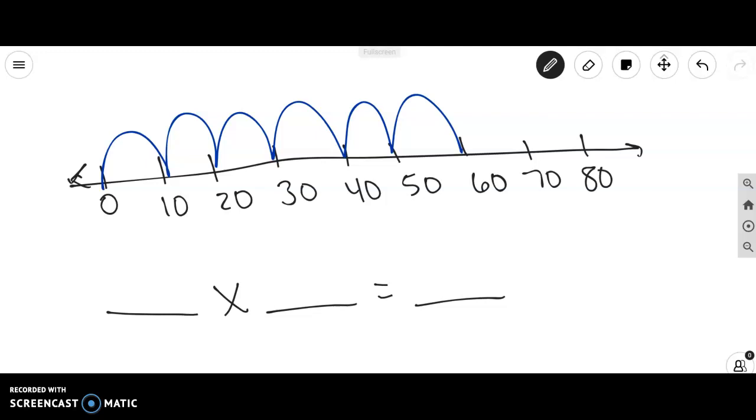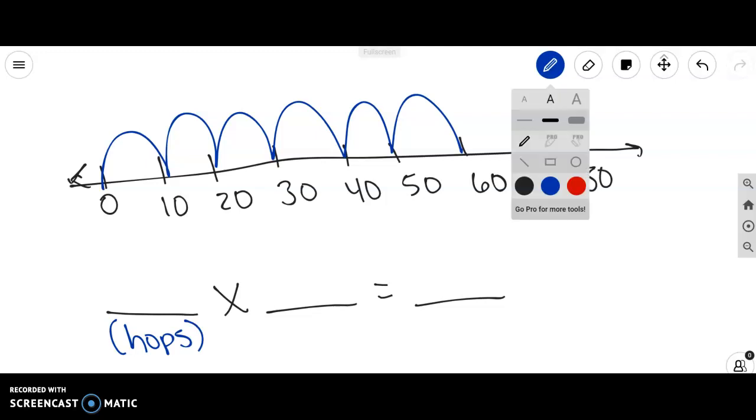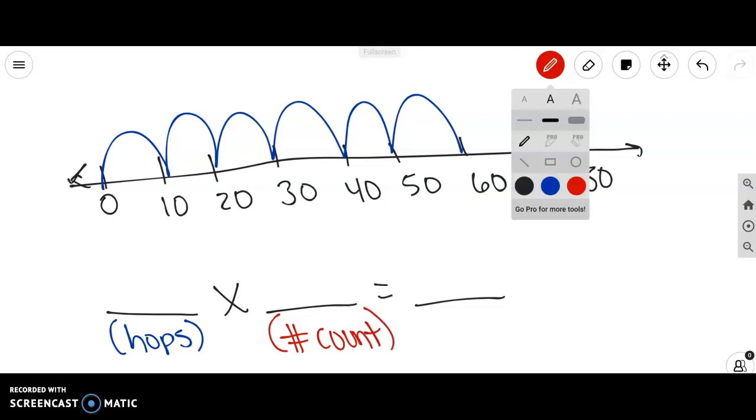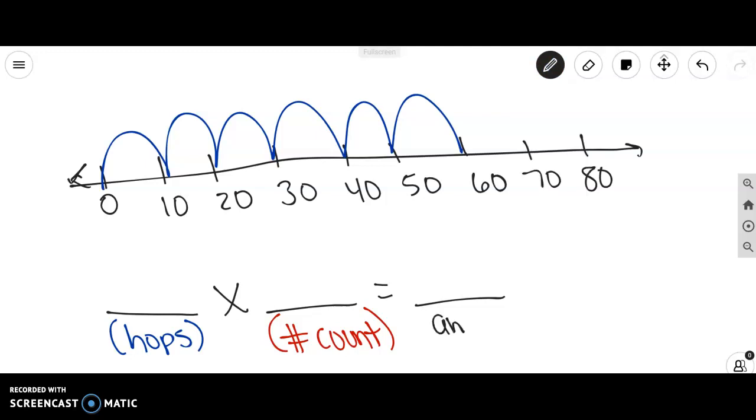We know from the previous problems that our hops is the first number. So this is how many hops we're going. Our second number is the number we count by. Make sure you're writing this so you have a reference when you're solving this on your own. And then our last number is the answer or the product, because the product is an answer to a multiplication problem.